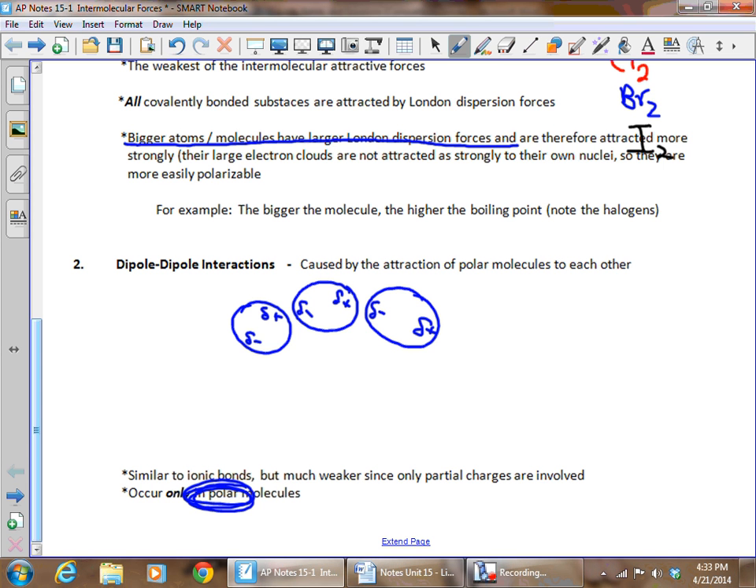So you've got all these opposite charges on these ends of the molecules. Now it's just a partial charge, so we're not talking ionic bond here with those full-blown ion charges, but we are talking about a quite strong attraction between these molecules that were already polar in nature.